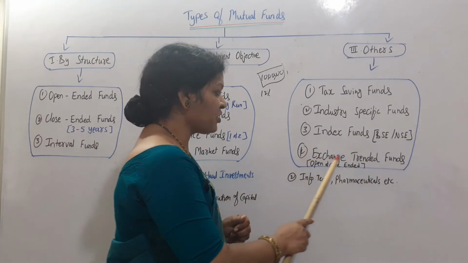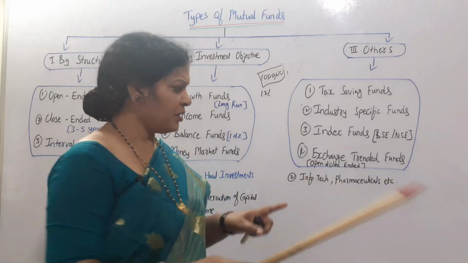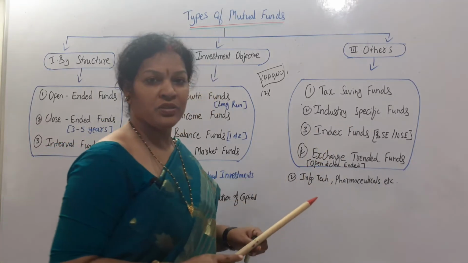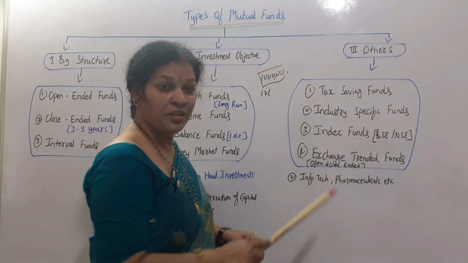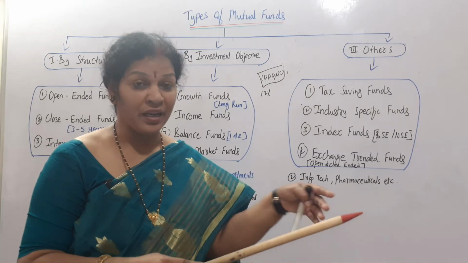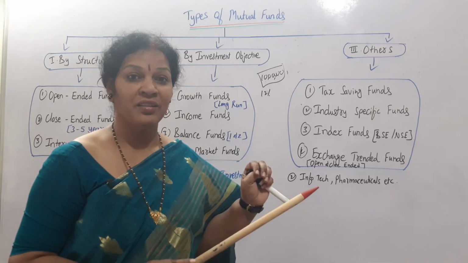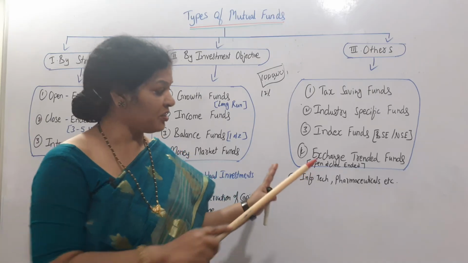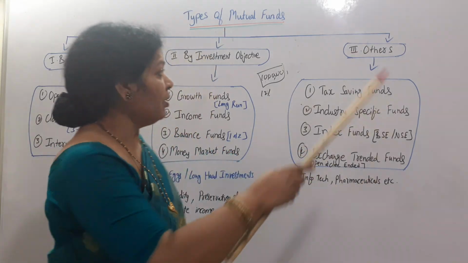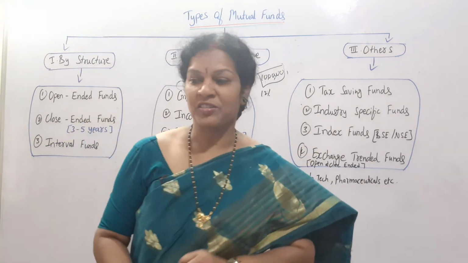And the last one is exchange traded funds. This is also a combination of open and close ended. Exchange traded means anytime you can buy this and anytime you can close it. So that is this one. So in total we have discussed 3. First take the screenshot or note it down.